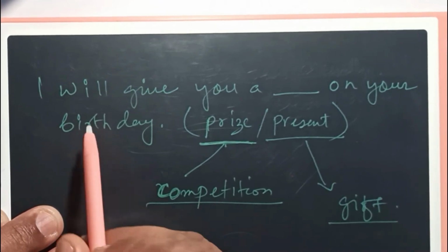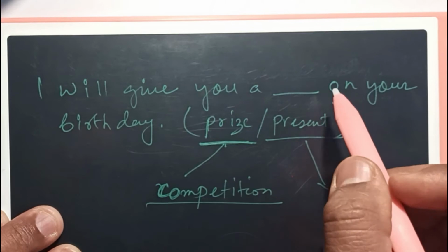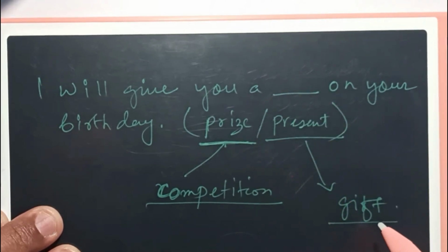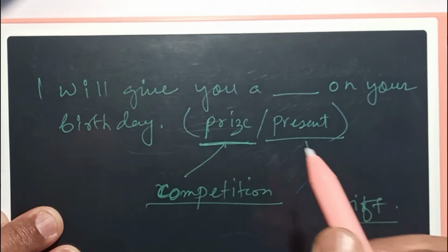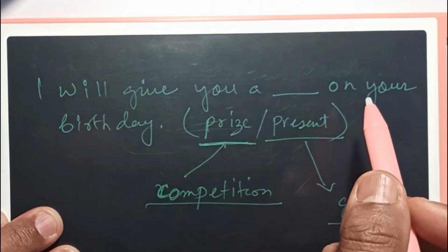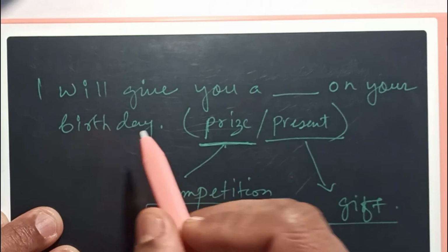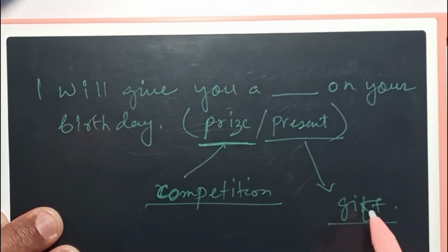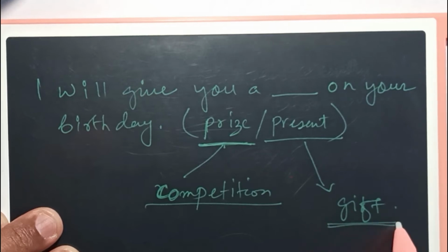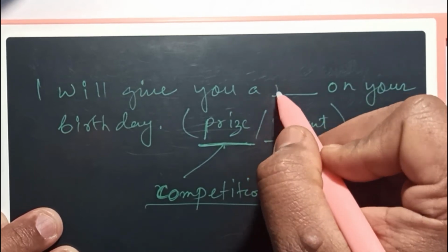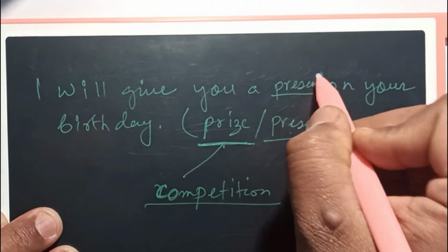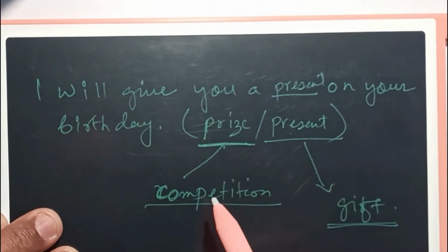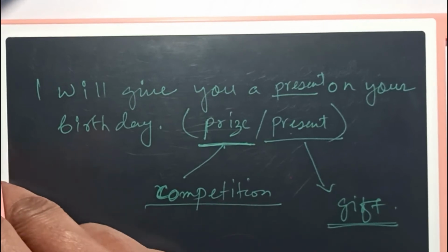Okay? So in this case, what are you going to give? Are you going to give a prize or a gift, because it is not about competition, it is about birthday and we give gifts on birthdays. So generally what you have to choose now, gift. So the correct option will be present. Okay, I will give you a present on your birthday. This is how it is.